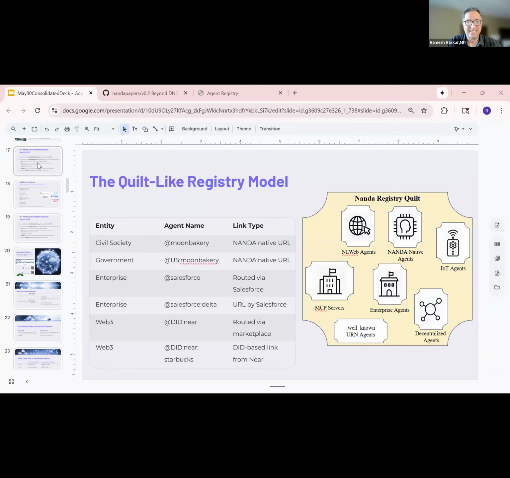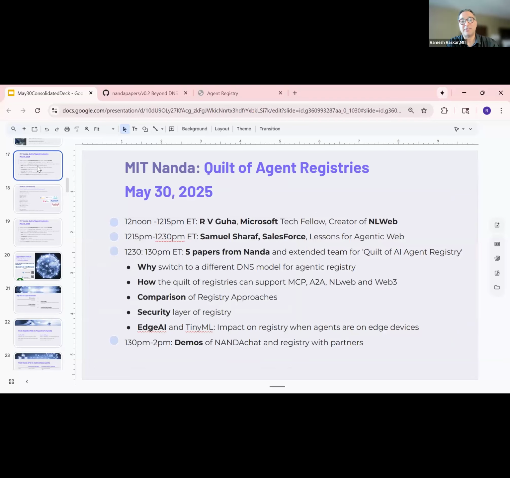Absolutely. Thank you, Dr. Goha. Thank you, Sam. We're going to move on with our program, and we're going to have bang, bang, bang. We're going to see 5 papers that are sharing with you how to think about this hybrid model of creating a lightweight index for this registry.